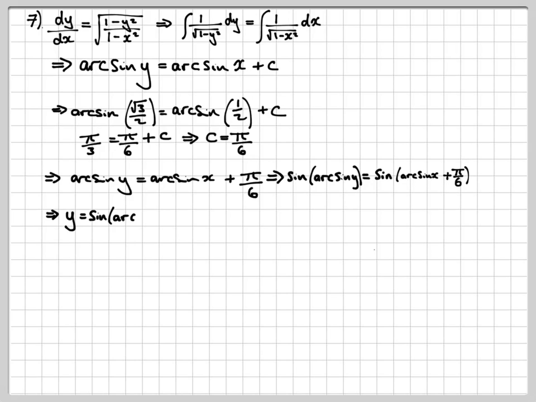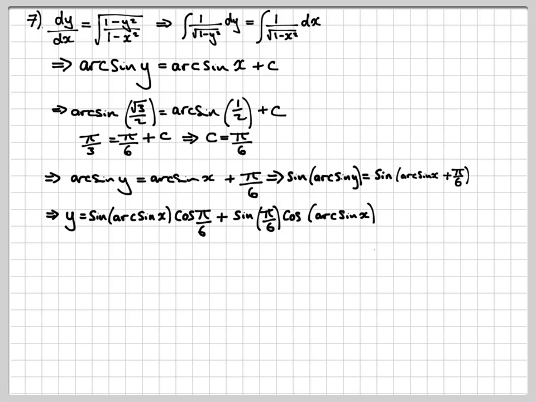I'll now use the sine of a plus b formula, which will give me this. Now what you should notice is from the first part, the sine of arcsine x will simply be x. The cos of pi over 6 is root 3 over 2. The sine of pi over 6 is a half. The only thing we're going to have to think about is what is the cos of arcsine x.